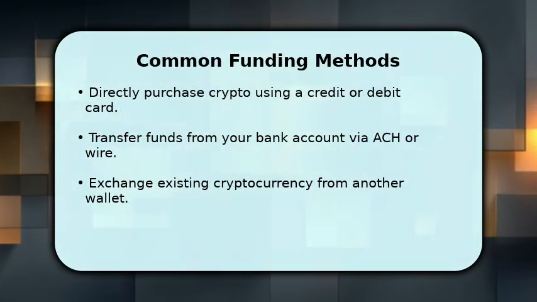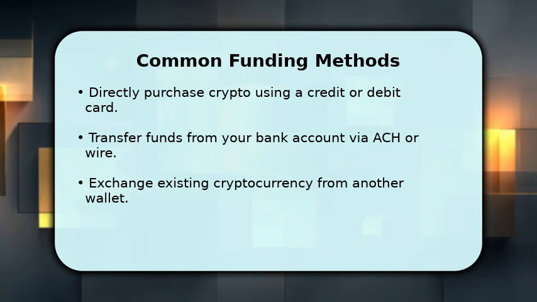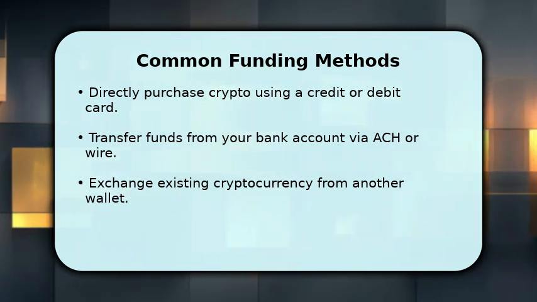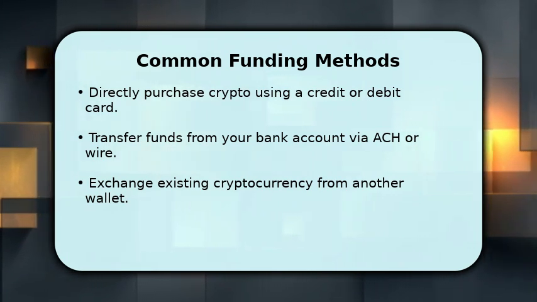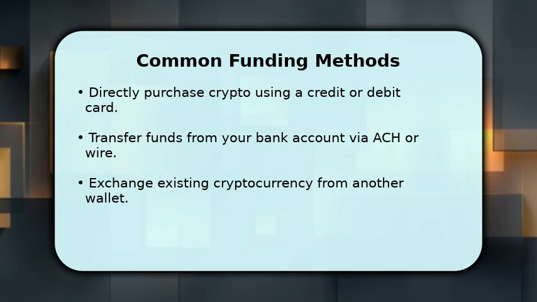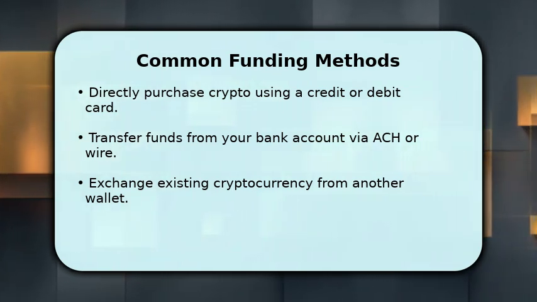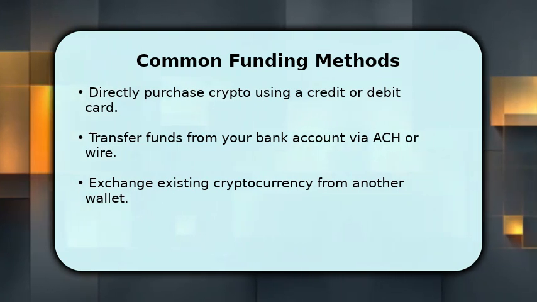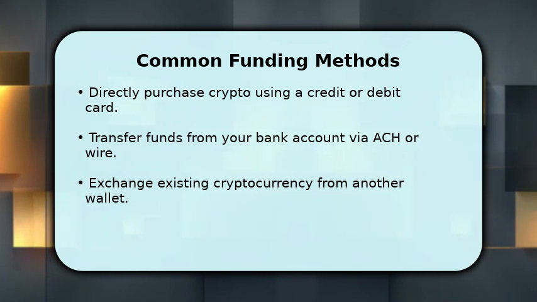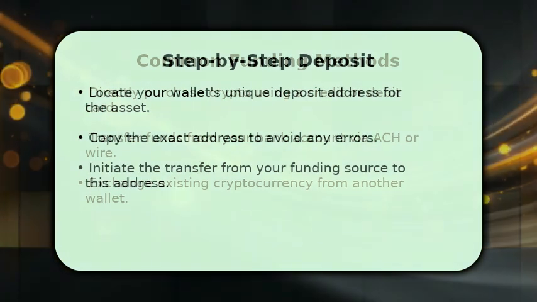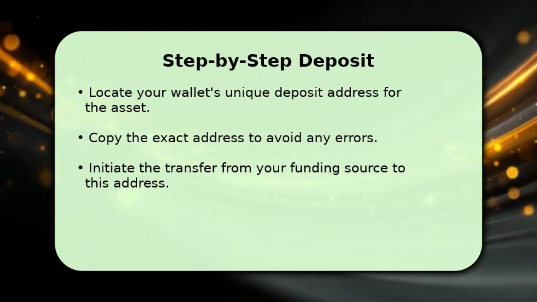There are several ways to fund your blockchain wallet. Many platforms allow direct purchases using a credit or debit card, offering a quick and convenient option. Alternatively, you can link your bank account for an ACH transfer or a wire transfer, which might be suitable for larger amounts. If you already own crypto, you can transfer it from another wallet or exchange, ensuring you use the correct network and address. Once you've chosen your funding method, the actual deposit process is straightforward.